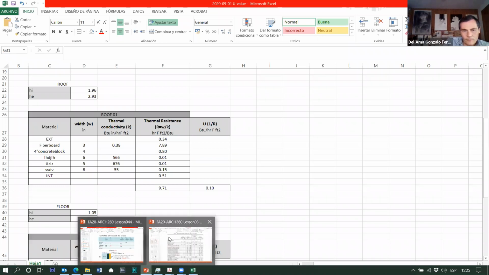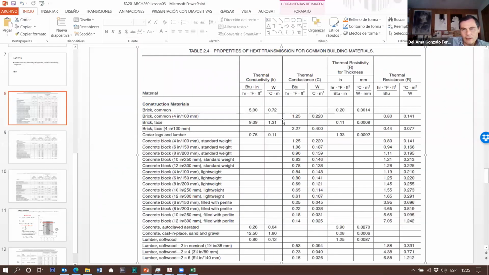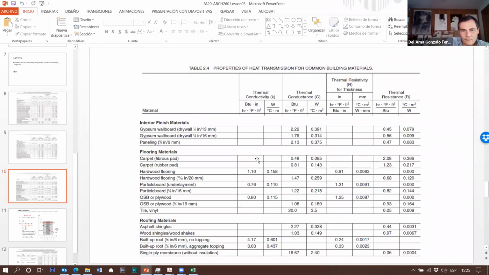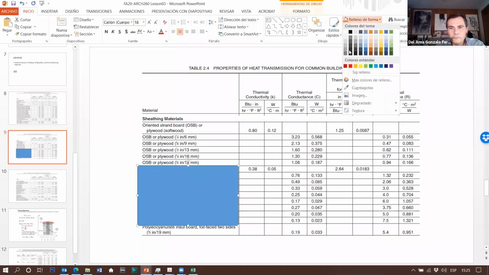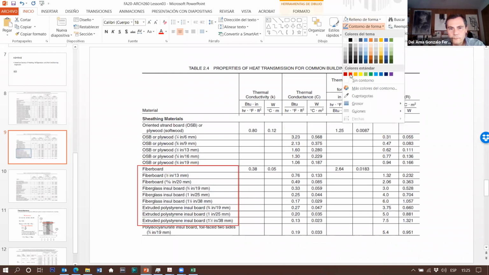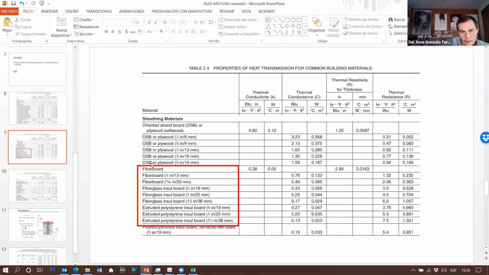So on this table, if we do have the thermal conductivity, we can do this. So we can calculate the thermal resistance dividing the width or the thickness by the thermal conductivity. If we don't have a thermal conductivity in this column, then we have to type directly the thermal resistance. And this is what happens with insulating materials. All these materials here, okay, all these materials are thermal insulating materials.